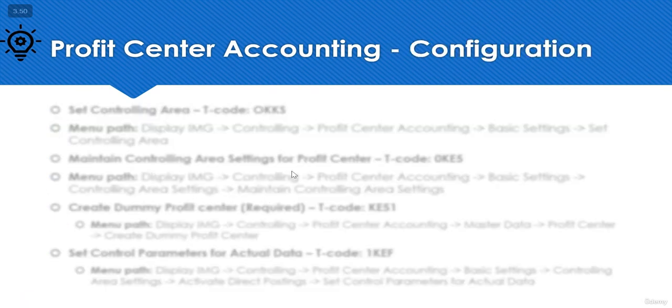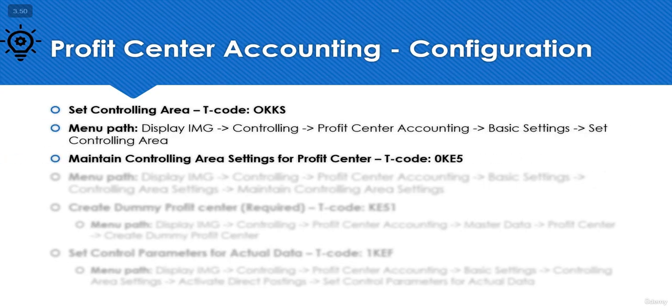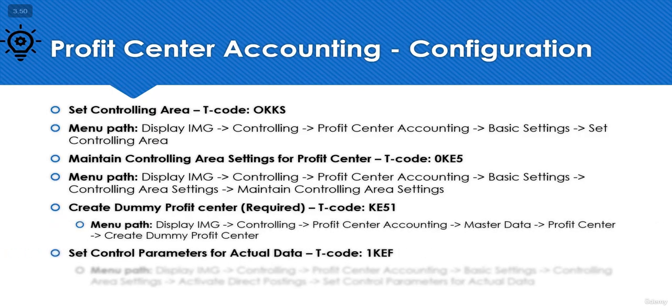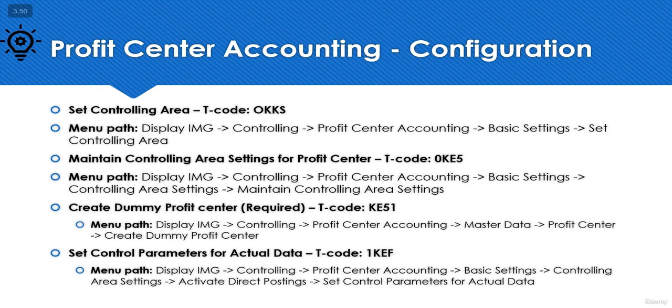The following configuration for profit center accounting we will do initially. Set controlling area, its transaction code is OKKS, and here is its menu path. Then we will maintain controlling area settings for profit center by using the transaction code or menu path. Then we will create a dummy profit center which is required, and its transaction code is KE51, or you can also create a dummy profit center by following the menu path. Then we will set control parameters for actual data with the transaction code 1KEF, or we can also follow the menu path. So I will do these steps one by one on the SAP system.